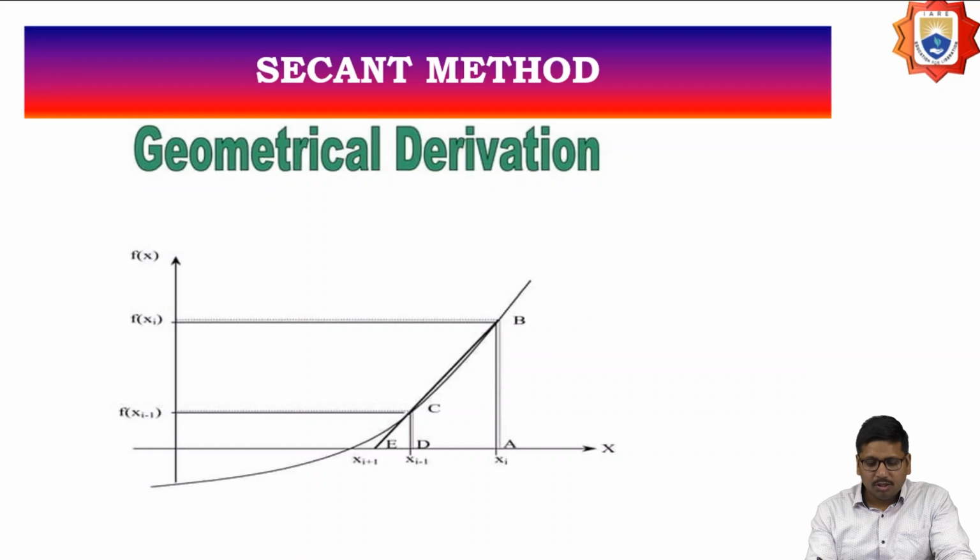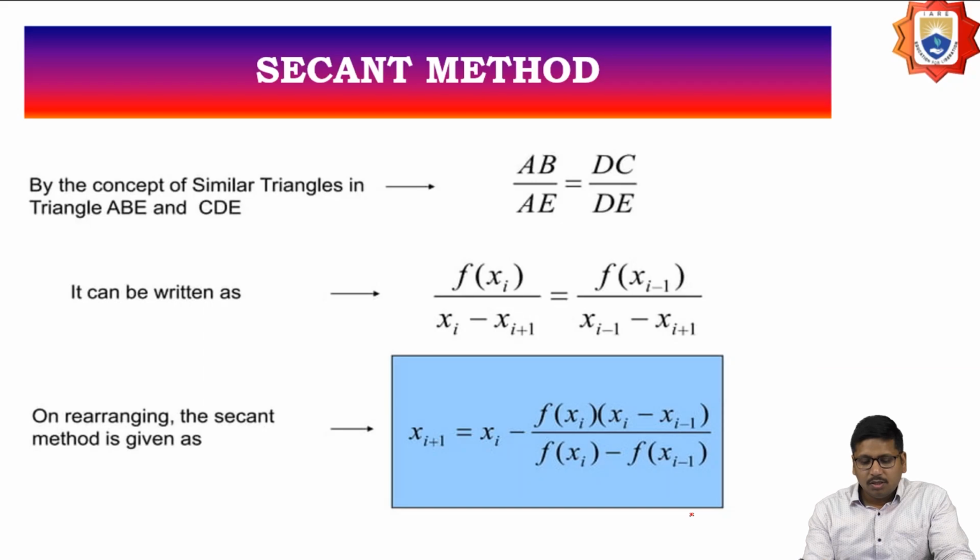When it comes to the geometric derivation, the graph looks like this. By taking the values of x and f of x along the y-axis, and substituting the values of x i minus 1 and x i plus 1, the graph looks like this. By the concept of similar triangles, in triangles ABE and CDE, this can be written as f of x i divided by f of x i minus x i plus 1, and similarly x i minus 1 divided by x i minus 1 into x i plus 1.